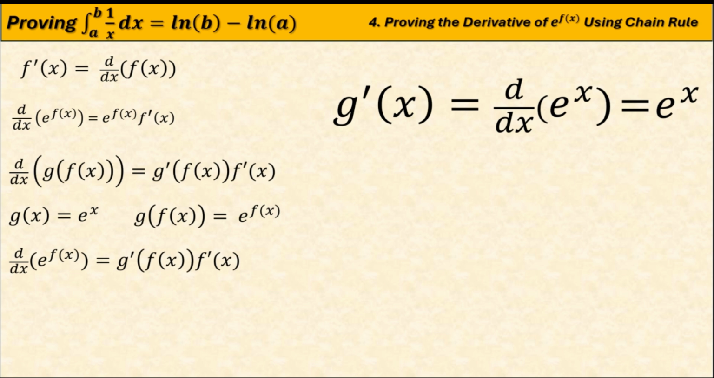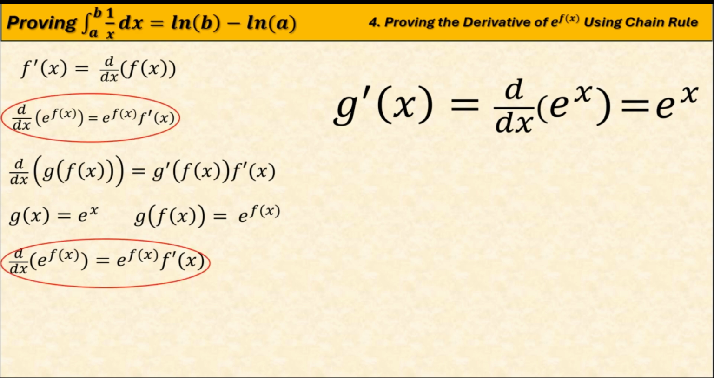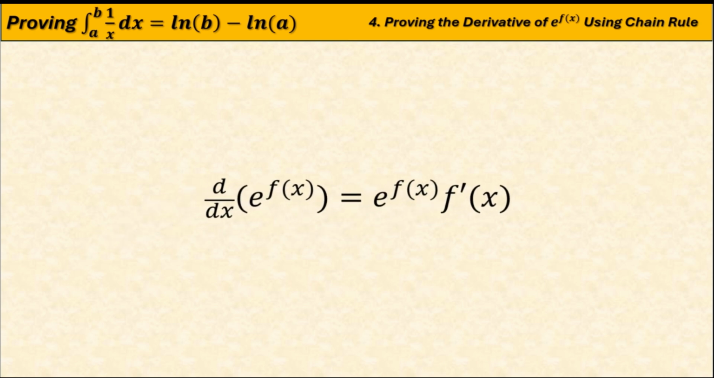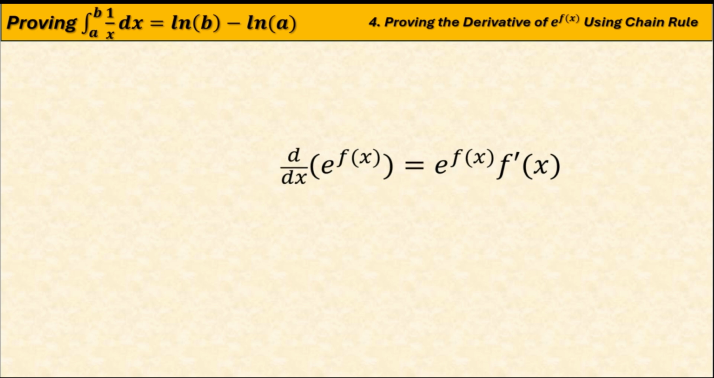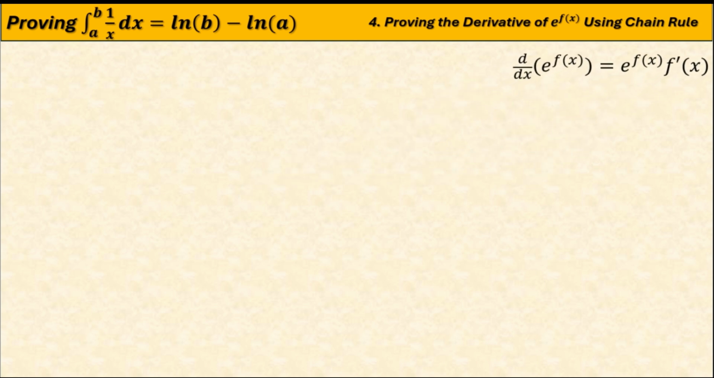Now we can move on to the fourth part of our proof, which is proving the derivative of e to the f of x, which we already started doing earlier with the chain rule. Now that we have the derivative of g of x, we can substitute it in here, which gets us e to the f of x times the derivative of f of x. And recall that's what we were trying to prove. So now that we have proved this, we can continue in our proof. Let's put this to the side to reference in a bit.